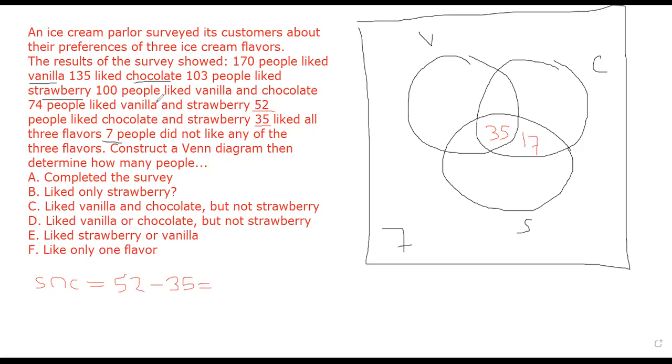What else have we been told? That 74 people liked vanilla and strawberry. So vanilla intersection strawberry is supposed to be 74. But we already have a 35, so 74 minus 35. What do we get? 69. Are we working together? Not 69, sir. It's what?